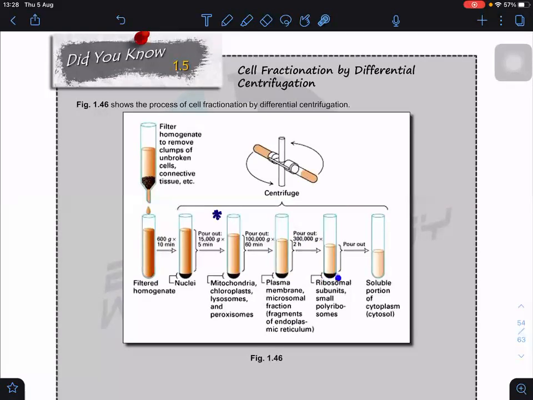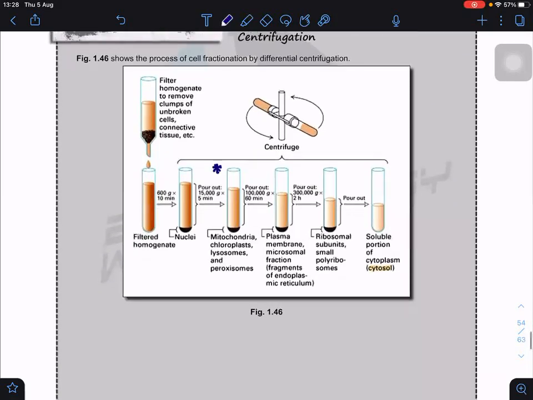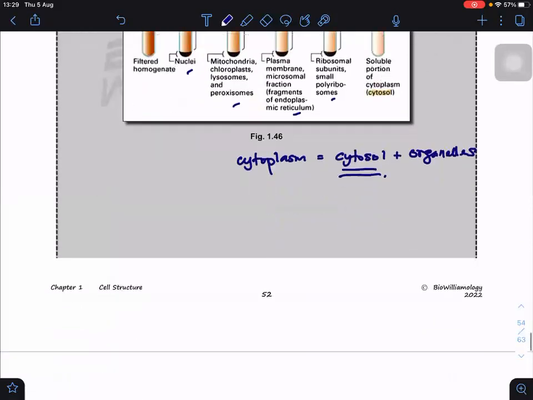So that means ribosome is the lightest organelle. When you get it out already, the remaining one is just a solution without any organelles. Without any organelles is termed the cytosol, not cytoplasm. Cytoplasm is equal to the cytosol plus organelles. So we already removed all the organelles, right? So the remaining one is the cytosol. Are you clear?